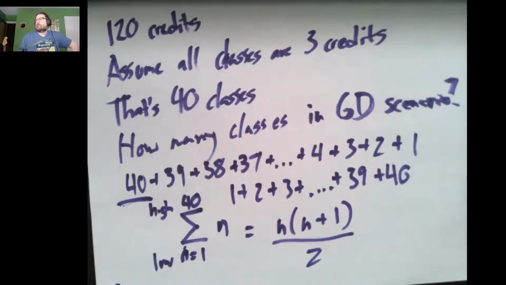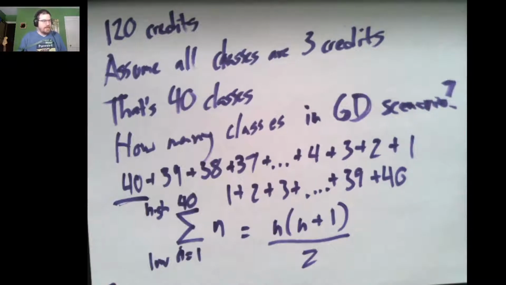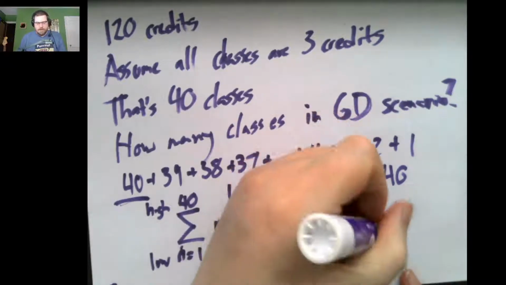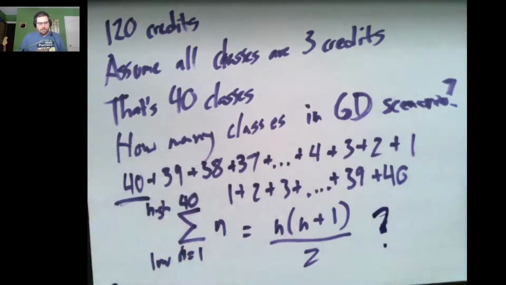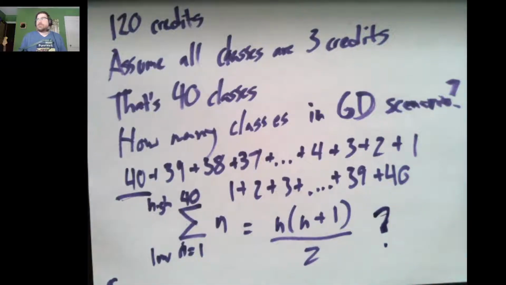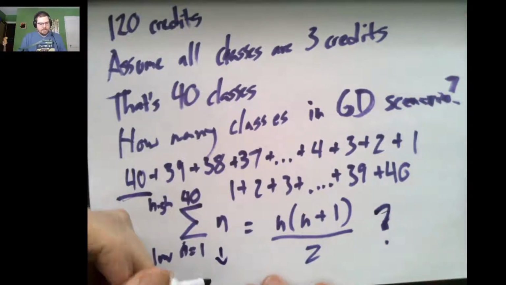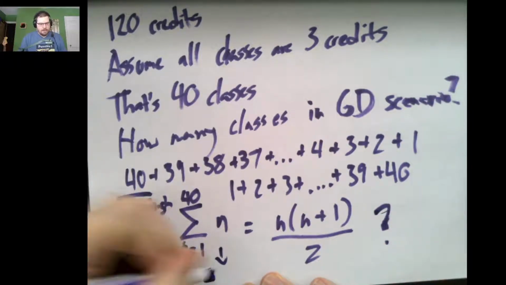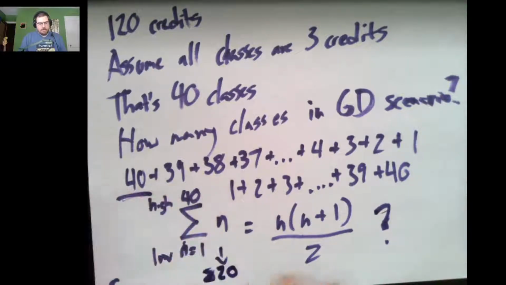Anyway, so we get this. We say we came up with it, but we're not quite sure if this is the right answer, right? And if we plug this in, this is 40 times (40 plus 1) over 2, which is 40 times 41 divided by 2. So for 40, this maps out to 820. So that is 820 classes.